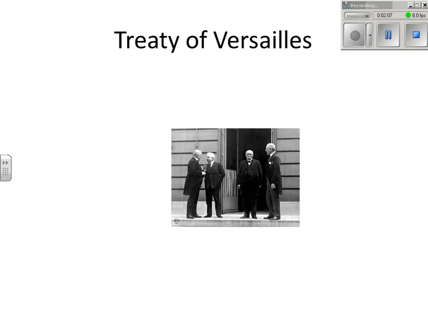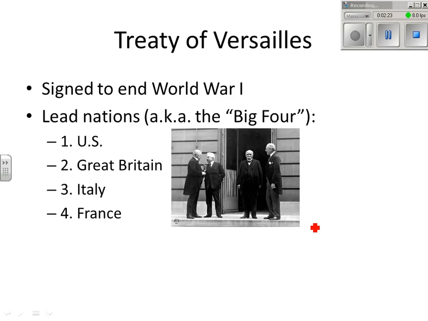Now, the treaty that ends World War I is the Treaty of Versailles. Treaties are just named after the locations in which they're signed, and Versailles was the royal palace outside of Paris. So the Treaty of Versailles is going to end World War I. The lead nations of the Allied powers, also known as the Big Four, were the United States, Great Britain, Italy, and France. You'll notice that one country that's not there is Russia. Russia left before the war was actually over, so they were not part of the Allied delegation that came to sign the treaty.